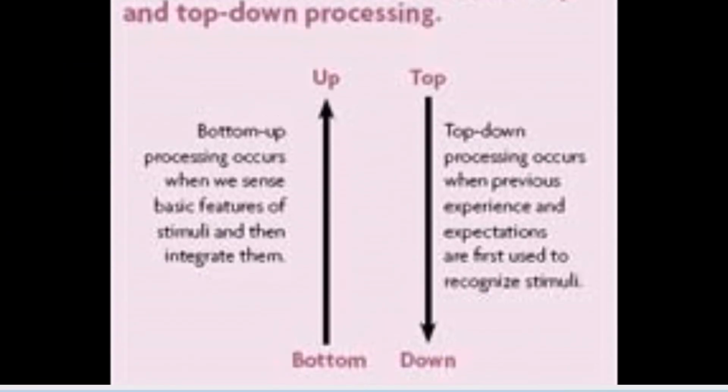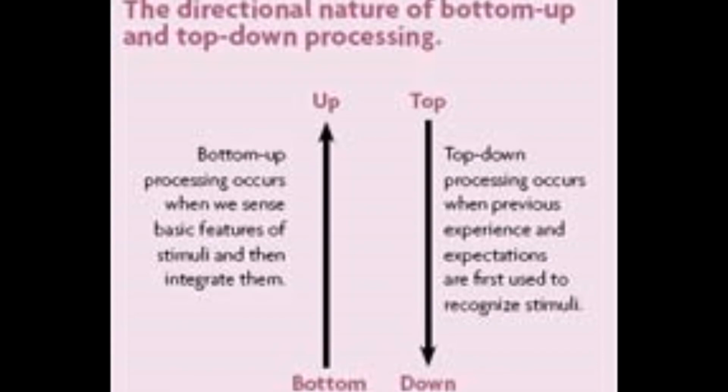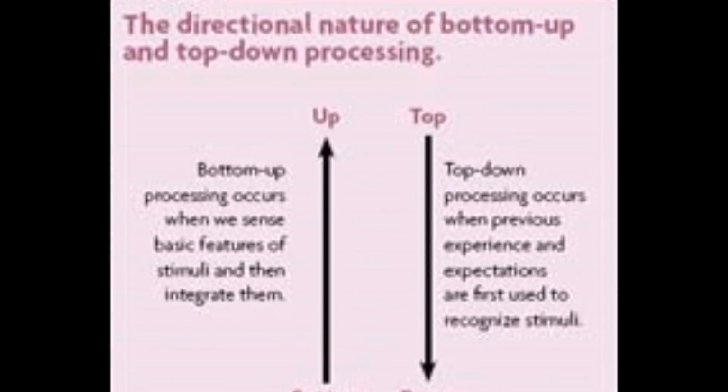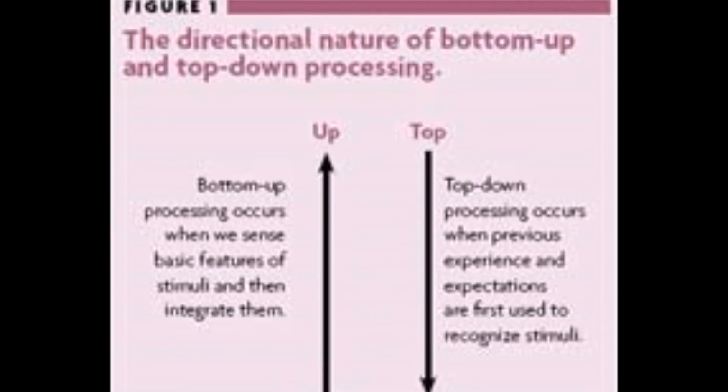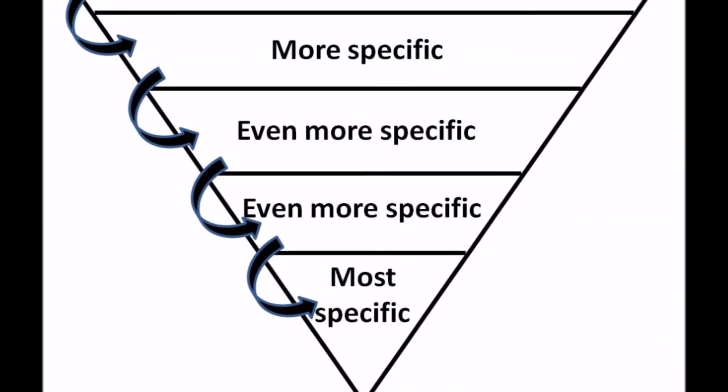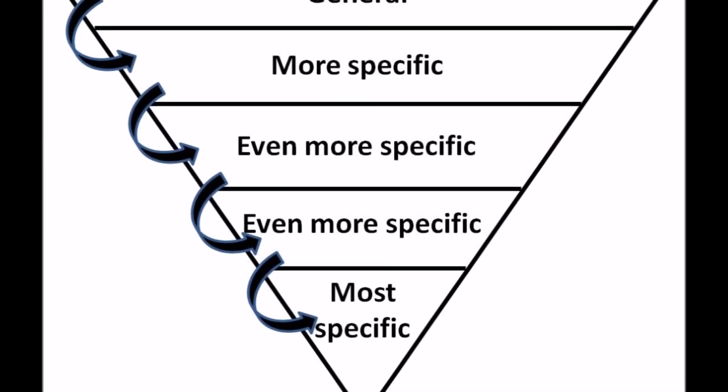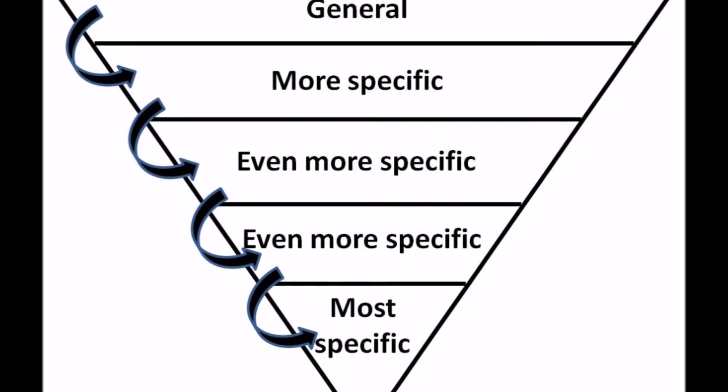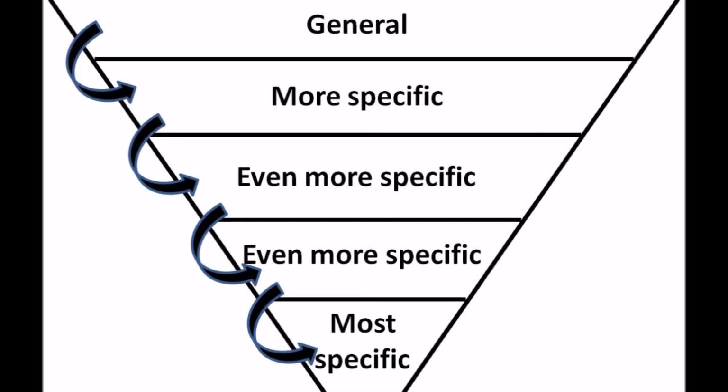Top-down processing suggests that we form our perception starting with the larger object, concept, or idea, before working our way down towards more detailed information. In other words, top-down processing happens when we work our way down from general information to specific information.